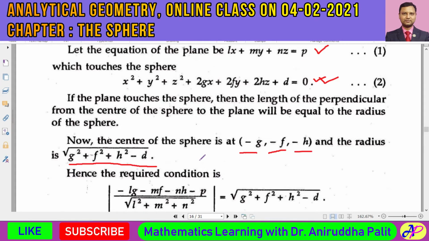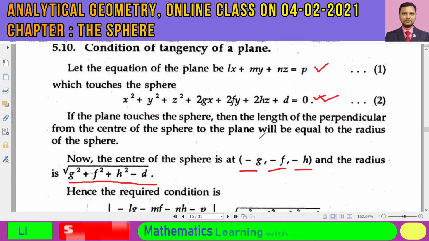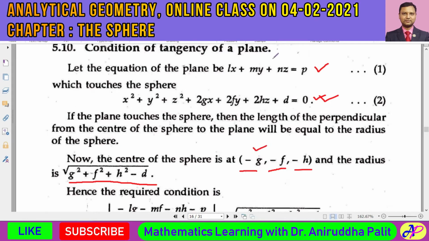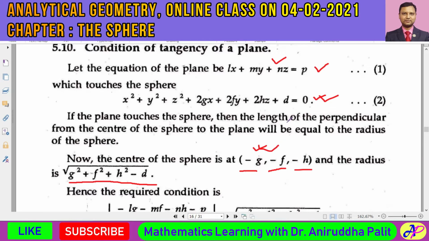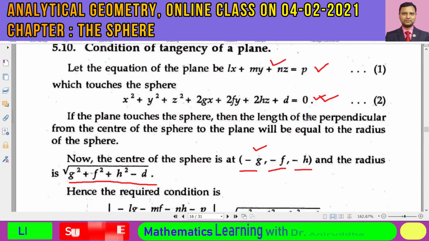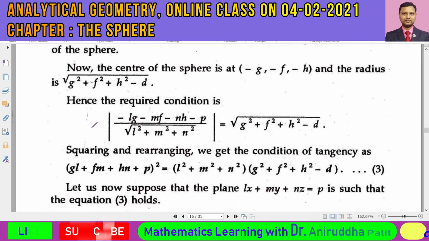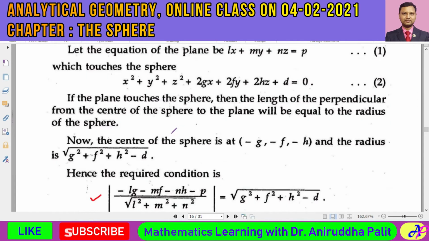If we find the distance of this center from this tangent plane, not straight line, then the distance is equal to the modulus of this kind of expression. You see, in place of x, we are putting minus g. In place of y, we are putting minus f. And in place of z, we are putting minus h.